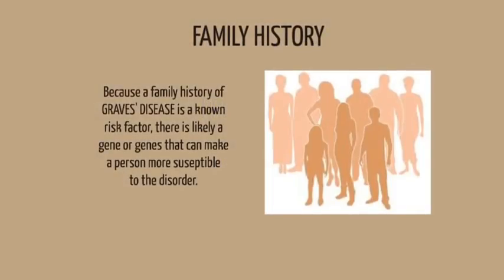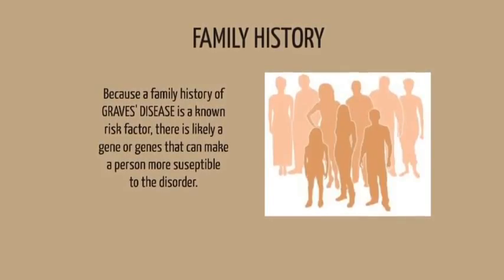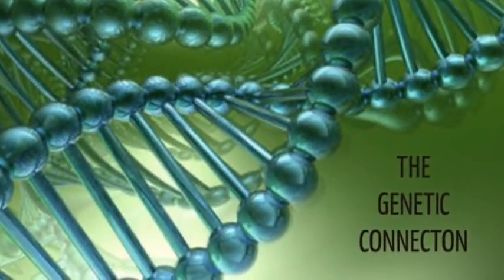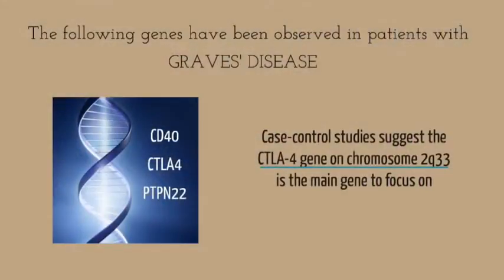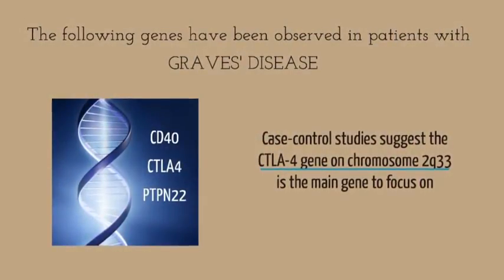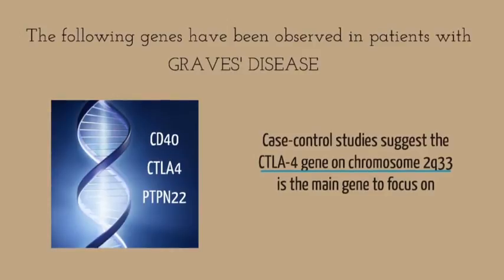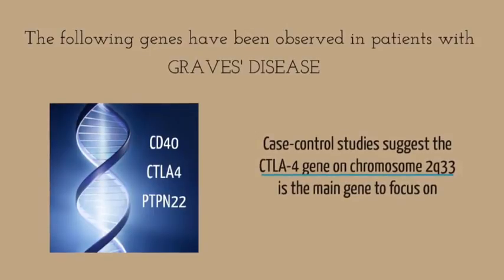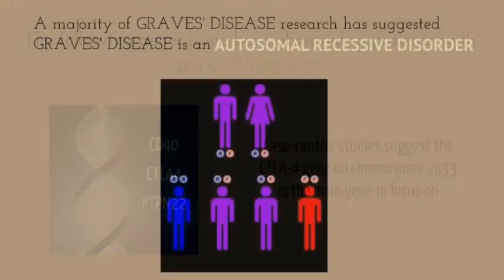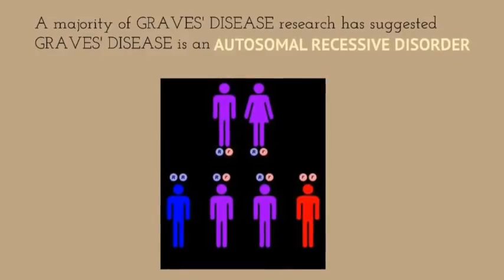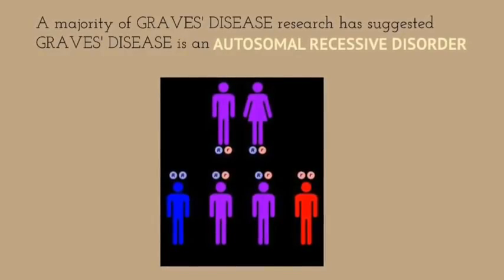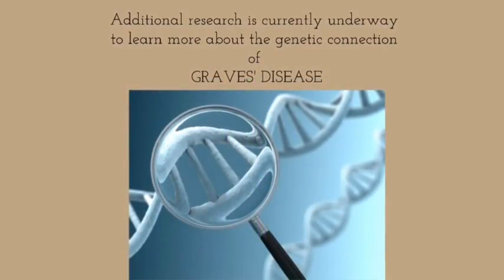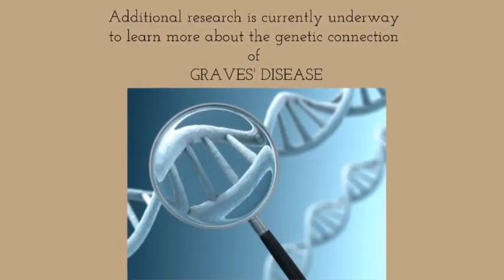Because a family history of Graves' disease is a known risk factor, there is likely a gene or genes that can make a person more susceptible to the disorder. The following genes have been observed in patients with Graves' disease. Case control studies suggest the CTLA4 gene on chromosome 2q33 is the main gene to focus on. A majority of Graves' disease research has suggested Graves' disease is an autosomal recessive disorder. Additional research is currently underway to learn more about the genetic connection of Graves' disease.